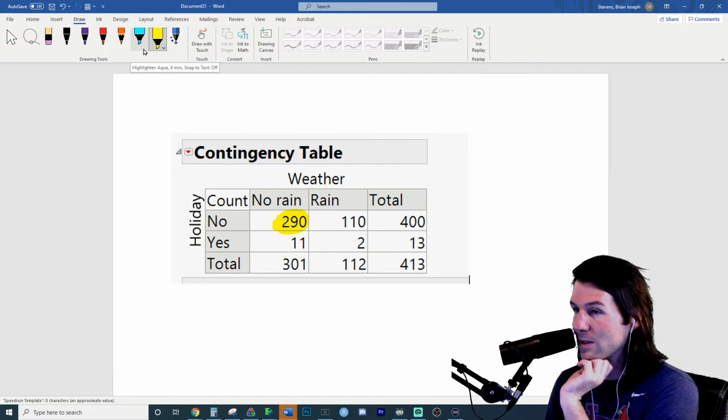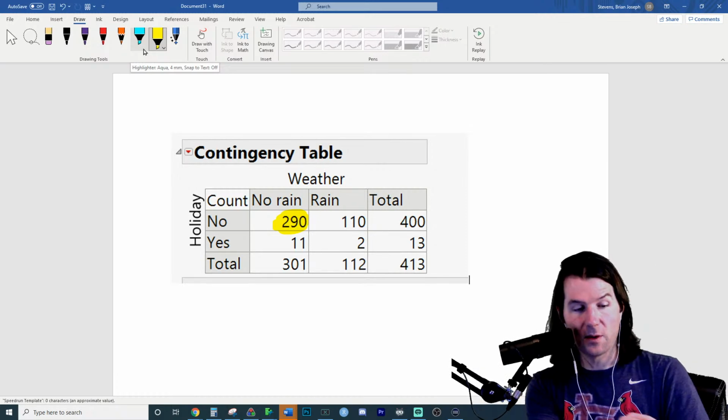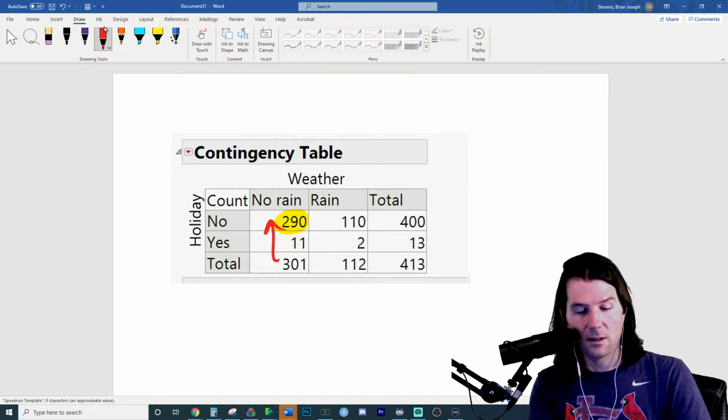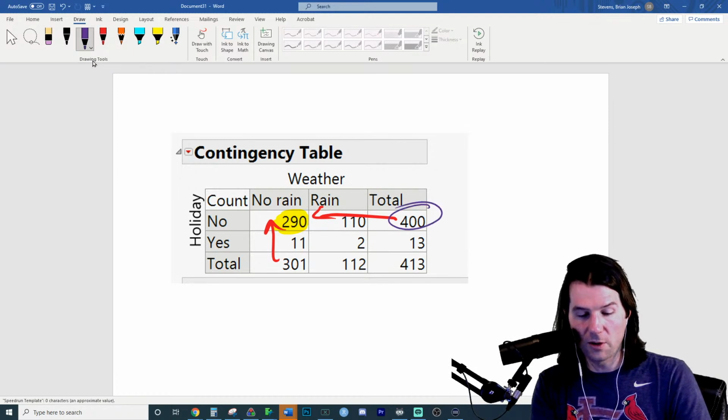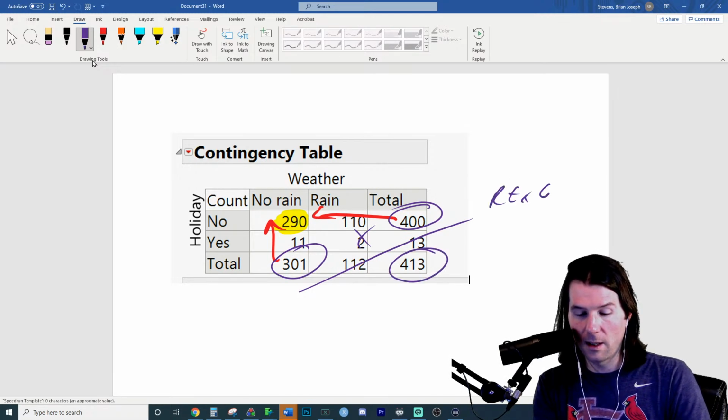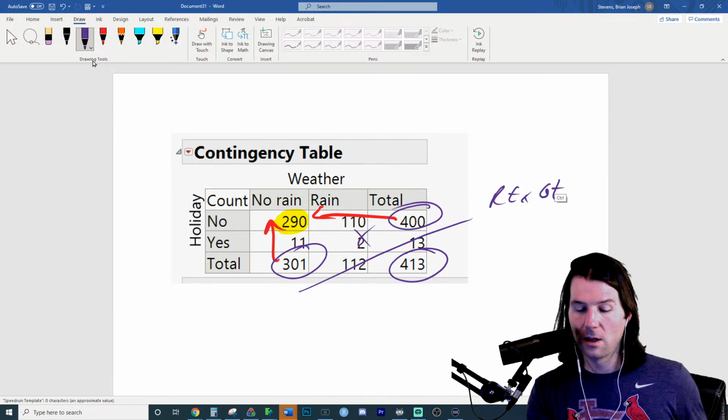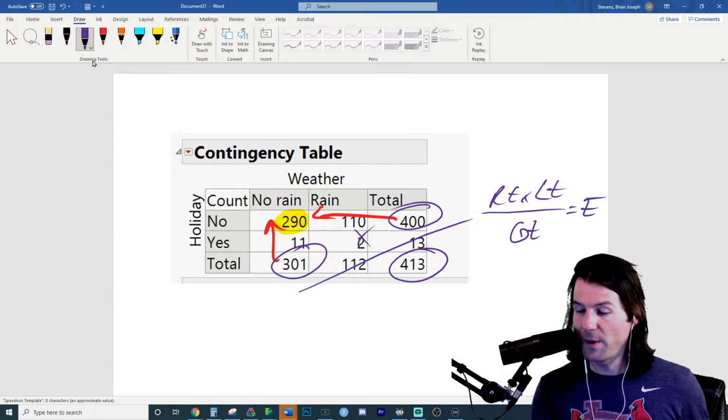How do we get the expected cell count? Remember, here are the steps. Cross it out, so now we know what numbers we have to use. Now circle those numbers: the row total and the column total. Multiply them and divide by the grand total. Row total times column total over grand total equals the expected.